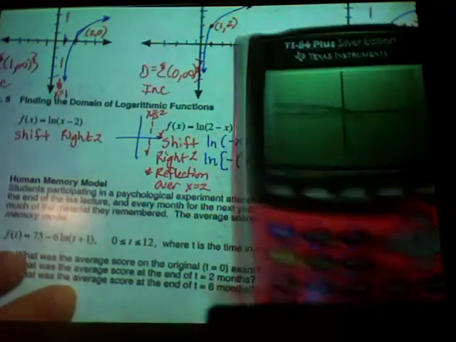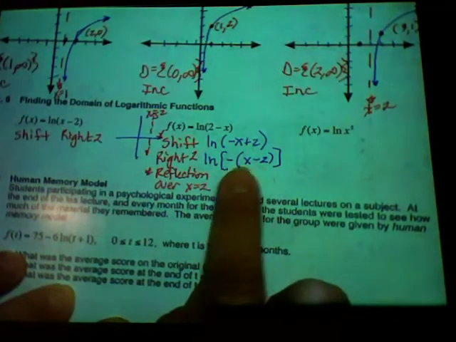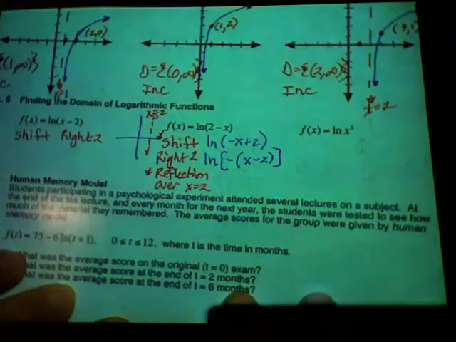So if you have a situation where you have a negative inside the argument, that negative is going to reflect it over the vertical asymptote, and in this case, x equals 2.